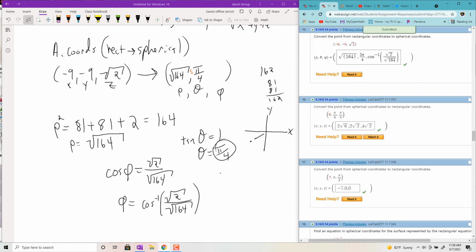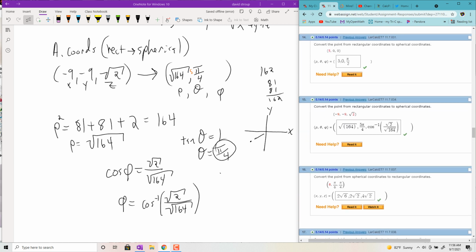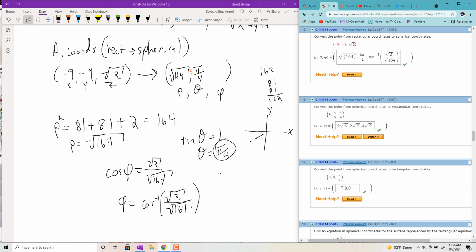Yeah, see. So they're pretty nice about the form that you put your answers in. If they don't say, you know, a decimal approximation, usually you just put cosine inverse of the thing in there and it's happy. And okay, so that's rectangular to spherical.